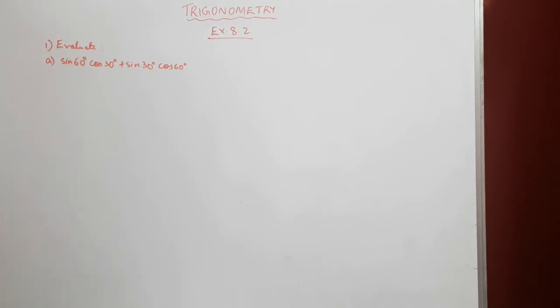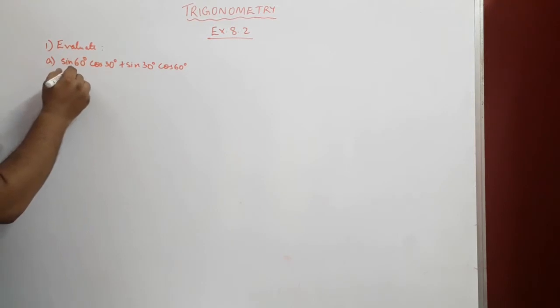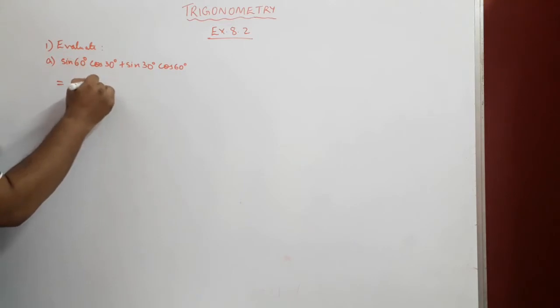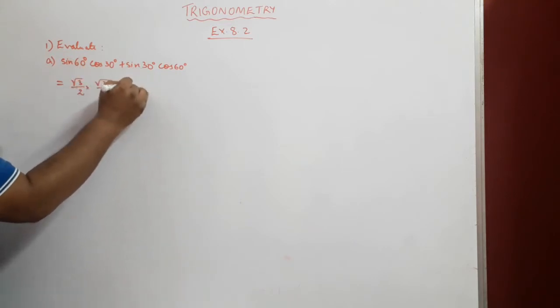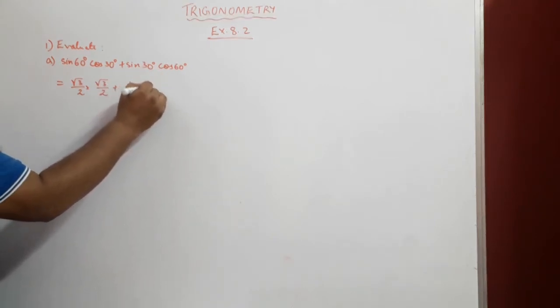So starting with the first problem, sin 60 degrees. How much is sin 60 degrees? Sin 30 degrees is 1 upon 2, so sin 60 degrees is root 3 upon 2. Cos 30 degrees is also root 3 upon 2. Plus sin 30, which we know is half, and cos 60 is also half.